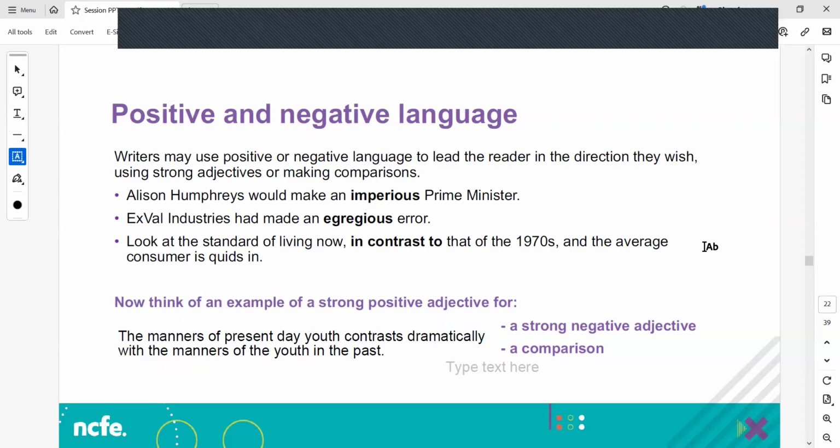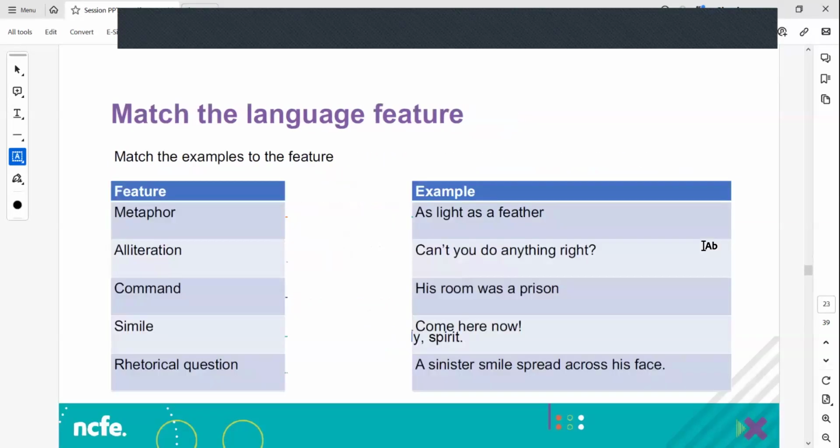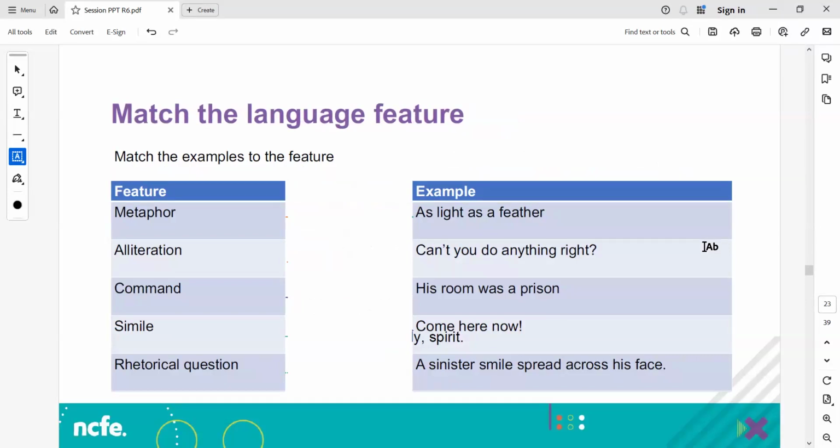So any questions? Okay, so let's see what we can remember now. We've got some of the features we've looked at on the left: metaphor, alliteration, command, simile, rhetorical question, and then we've got some examples on the right that we want to match up.